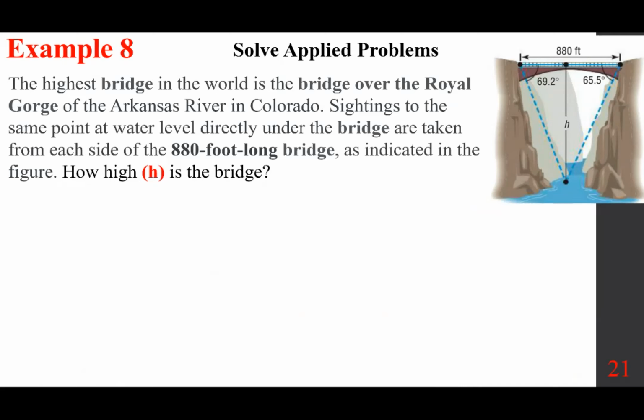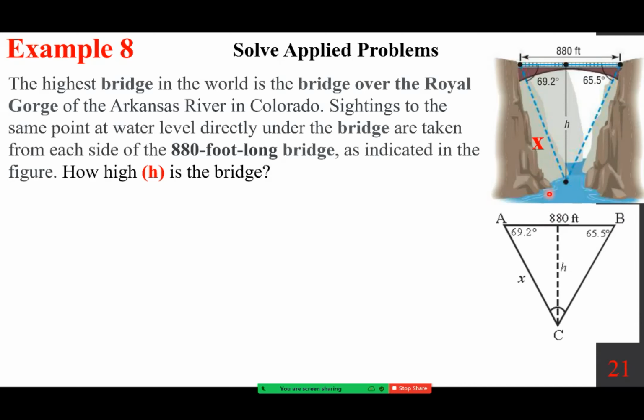Perfect. First, to make sure we understand what's going on, let's look at the drawing a little bit more with details. First of all, this distance, we're going to call it X. This distance, we're going to call it H. So this is our X, okay? Now, we are looking for H.